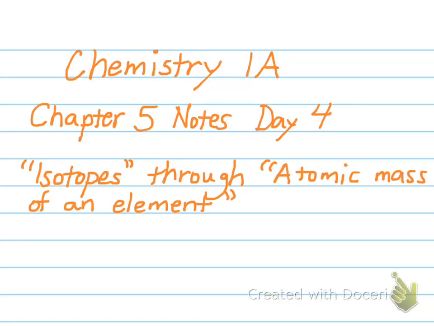Hello, Chemistry 1 students. Here are your Chapter 5 notes. It's day 4 of your notes, and we will be covering the portion of your outline that starts with isotopes, and we will go through and finish the atomic mass of an element. So at this time, you should get your outline out and in front of you. You may also find it helpful to have a periodic table as well. Remember, if you don't have a periodic table anywhere else, the inside back cover of your textbook does have a periodic table you may use.